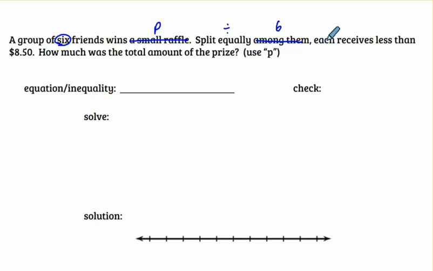Now we keep going. Each receives less than. That looks like an L. And then we've got $8.50. So basically, we've written our inequality. We just need to smush it all together. So we have P, we have divided by, we have 6, we have less than, and we have $8.50.